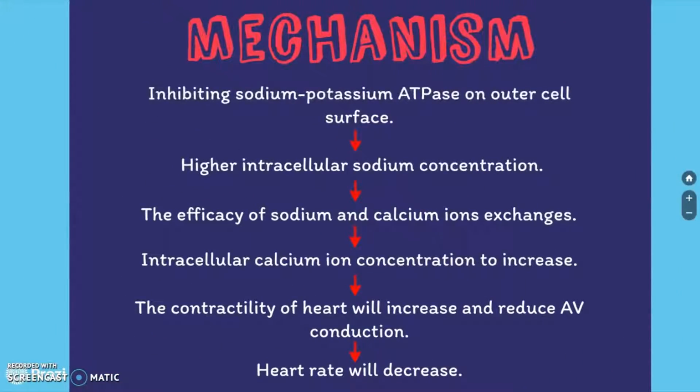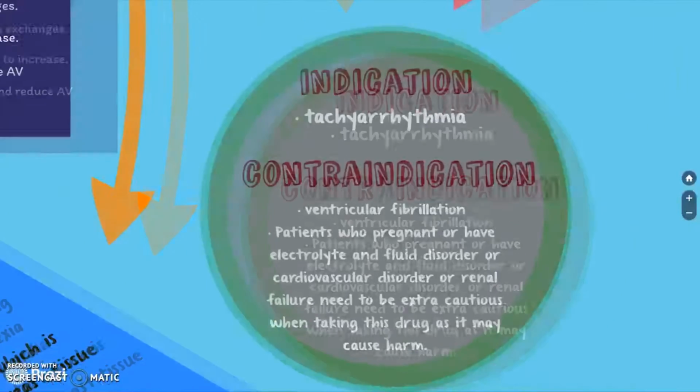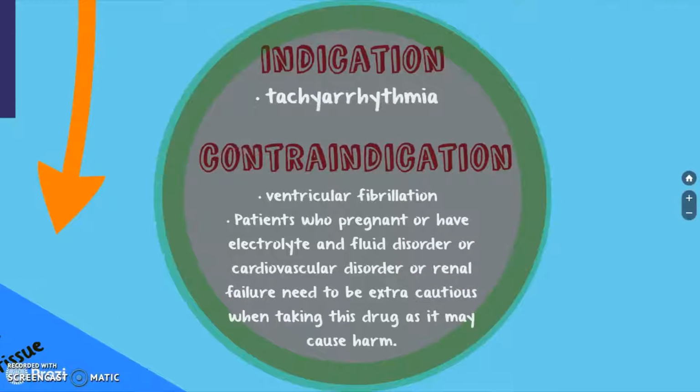The mechanism of action starts off by inhibiting sodium-potassium ATPase on the outer cell surface. This will lead to higher intracellular sodium concentration, thus increasing the efficacy of sodium and calcium ion exchange. This will cause the intracellular calcium ion concentration to increase. As it increases, the contractility of the heart will increase and reduce heart conduction. As a result, heart rate will decrease. The indication for this drug is tachyarrhythmia, while the contraindication is ventricular fibrillation.